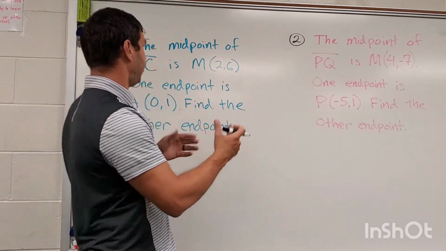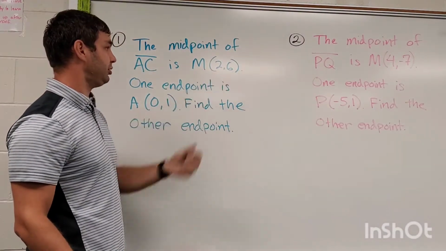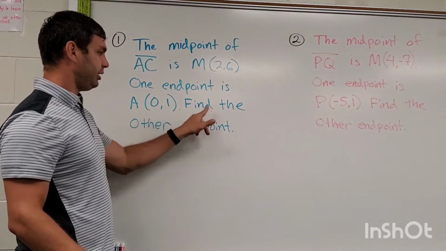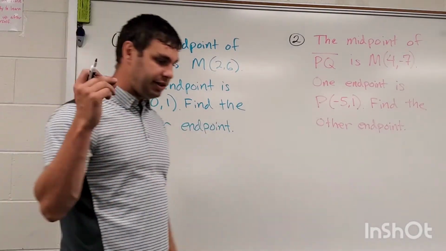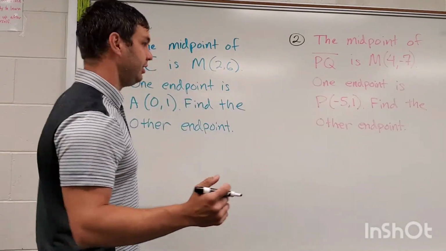All right, so let's check out number one. It says the midpoint of line segment AC is M, which is the point (2, 6). One endpoint is point A, (0, 1). We need to find the other endpoint. What's very helpful with these two problems and problems like it is to draw a diagram. It's going to be your friend in these problems.